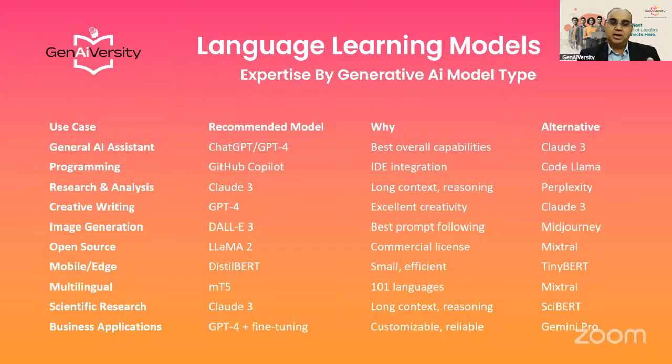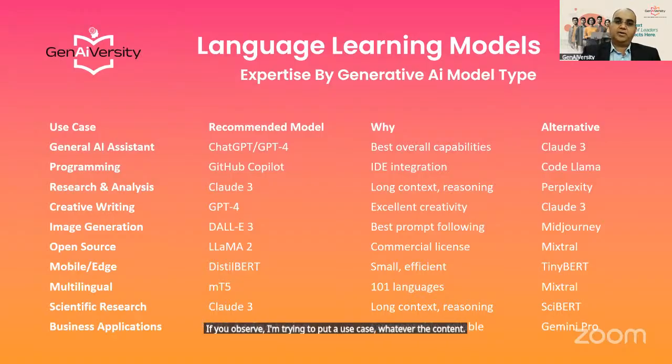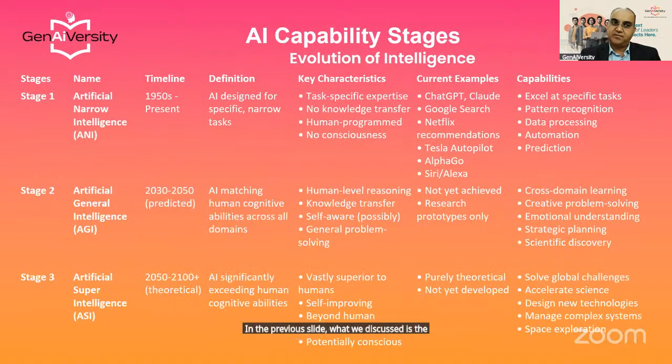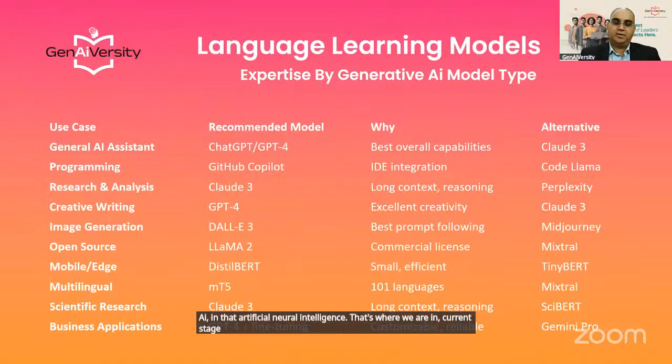If you observe, I'm trying to put a use case, whatever the content. In the previous slide, what we discussed is the different stages of AI. In that, artificial narrow intelligence is where we are in the current stage we are living in. But why is this so popular?